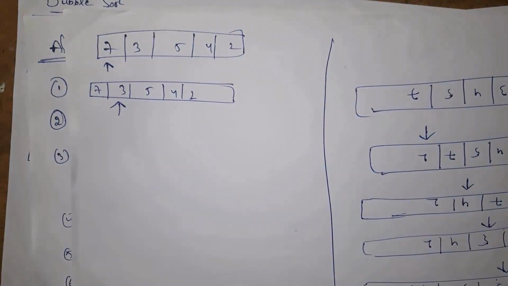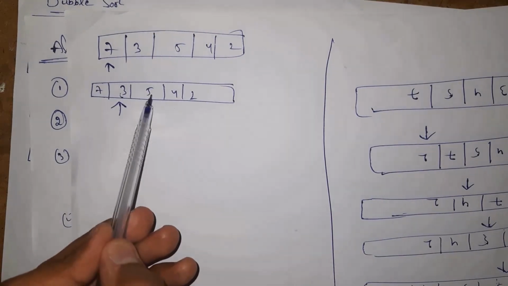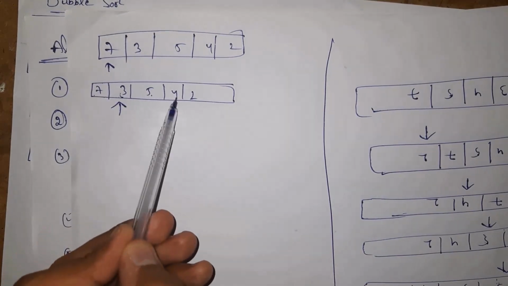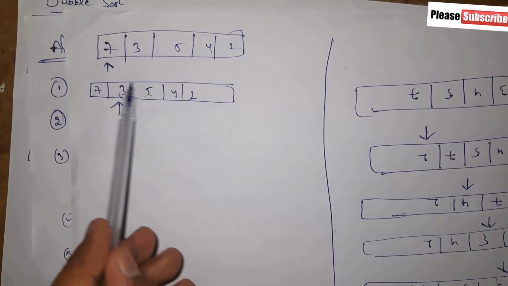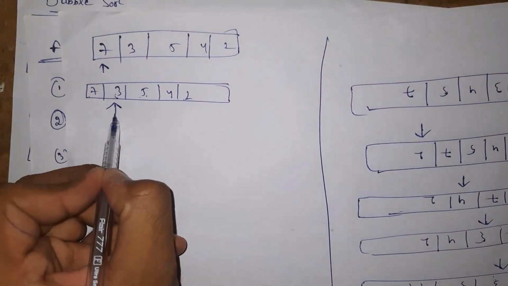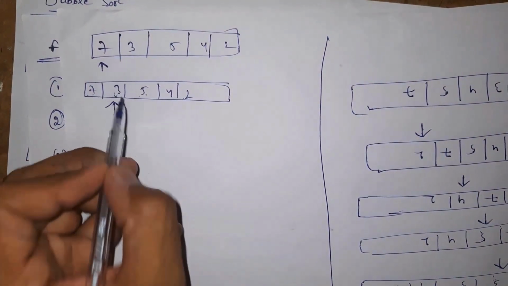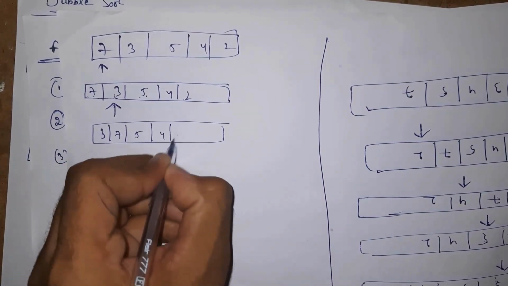This insertion sort works the same as sorting playing cards. That means this 3 is compared with 7, and this 5 is compared with 3 and 7. 4 is compared with 5, 3, 7, and at last 2 is compared with all the remaining elements. Based on this you need to perform sorting. So whenever you move the cursor to element 3, 3 must be here and 7 must be here. So you write 3, 7, 5, 4, 2.